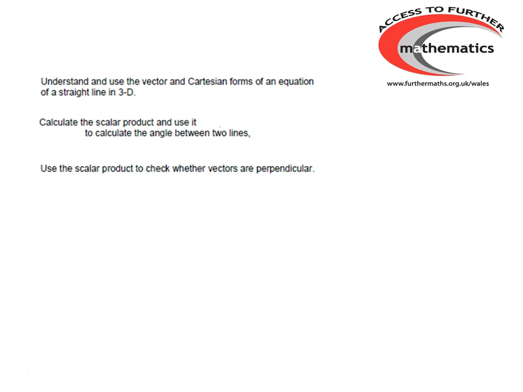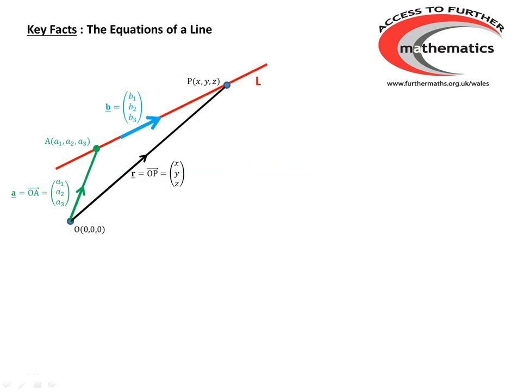We'll also use the scalar product to check whether two vectors are perpendicular. And we will be looking at how to calculate the perpendicular distance between two lines and also the distance from a point to a line. So now let's have a look at the key facts for this section of work.